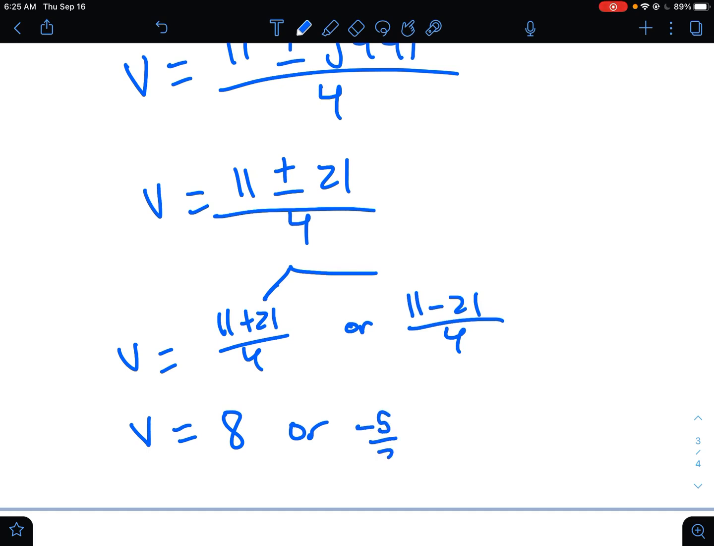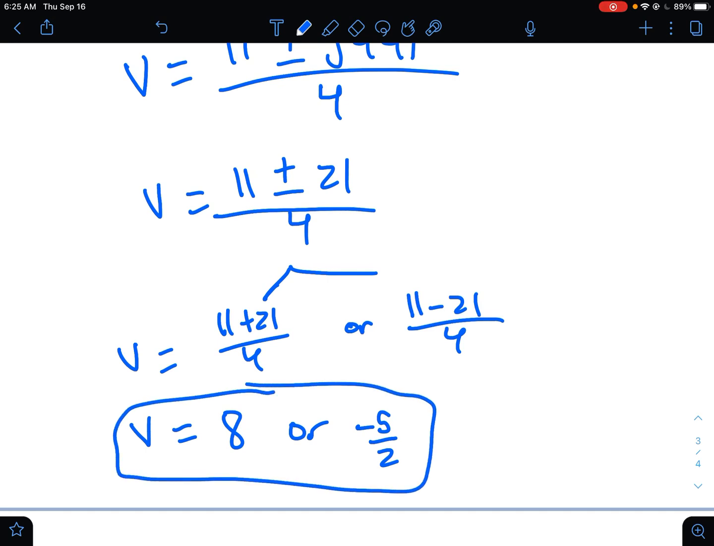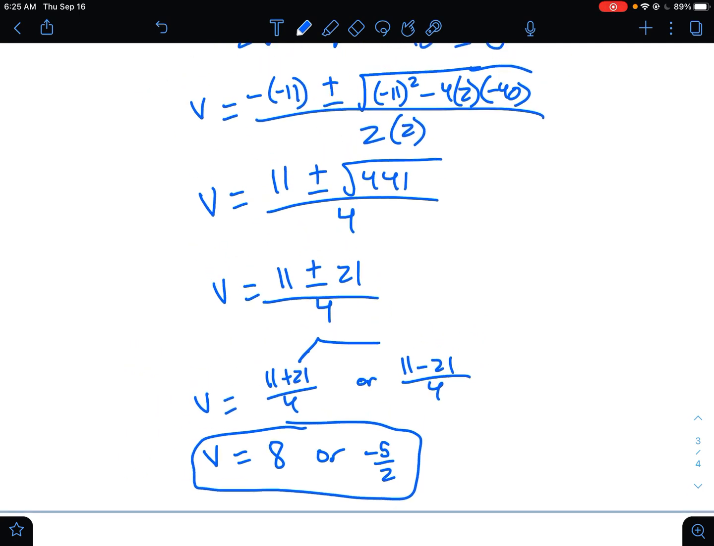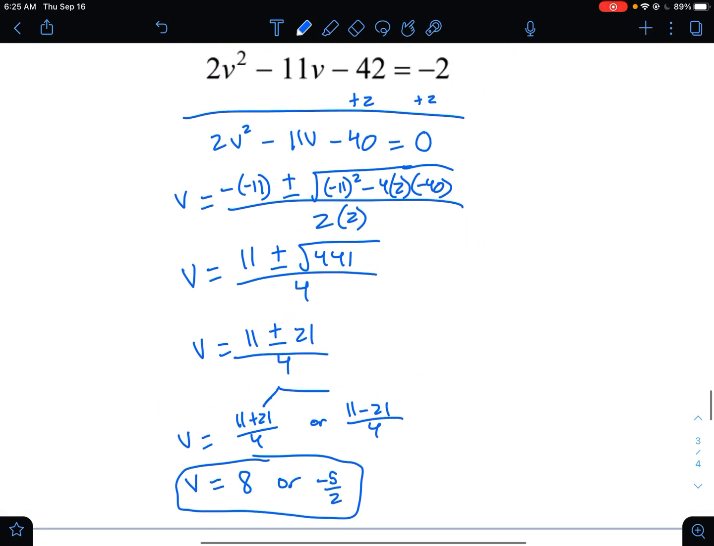So it's -5 halves, or -2.5. But yeah, we'll write it as a fraction. Ta-da! So you solved it now. If you got those 2 answers, good job. If you didn't, kind of look through and see where things might have gone wrong for you.